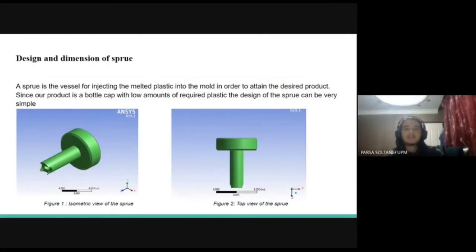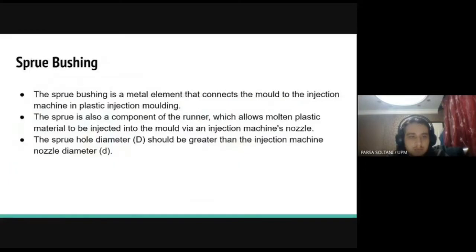So here we have the sprue. What is a sprue? A sprue is the channel for injecting the melted plastic into the mold in order to attain the desired product. Since our product is a bottle cap with low amounts of required plastic, the design of the sprue can be very simple. As you can see here, we have the isometric view and the top view of the sprue. These were both done in ANSYS. It is a very simple sprue because this was enough for our requirements.